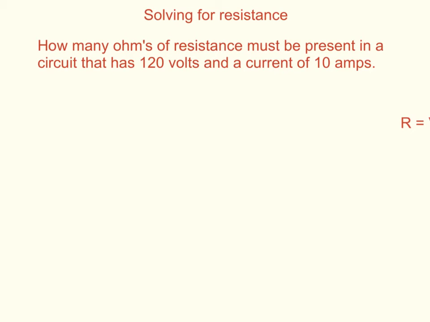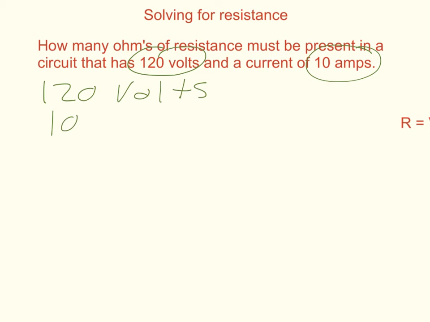So again, I'm going to read the problem first. How many ohms of resistance must be present in a circuit that has 120 volts and a current of 10 amps? So again, my first step is going to be to find my numbers. So I have 120 volts and 10 amps. I'm going to write that down.